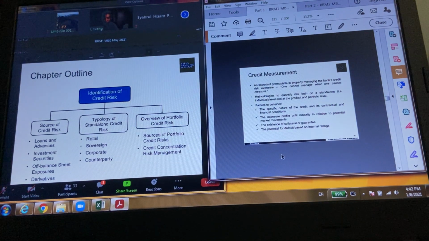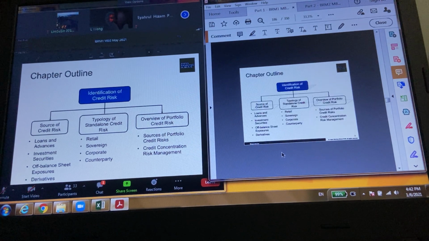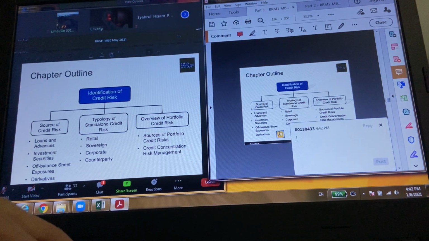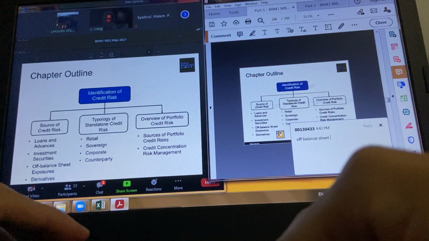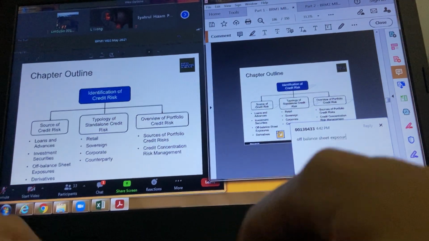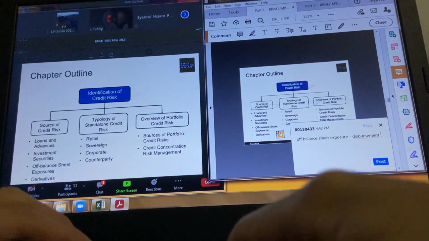So from the bank's point of view, what are the businesses the bank does? Like for example, they give loans and advances. They also invest in securities. They have balance sheet exposure and off balance sheet exposure. What's off balance sheet exposure? For example, you have a commitment to give a loan, but you have not given the loan yet. The loan will take place, but the disbursement will only come in the future. That's called off balance sheet exposure. We'll talk about that in more detail.